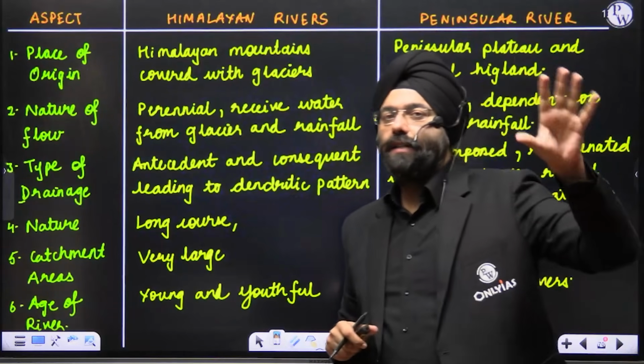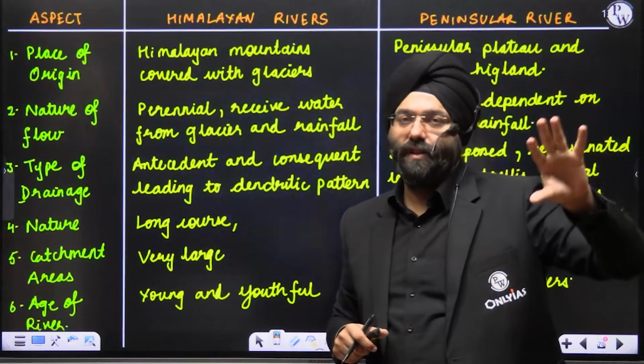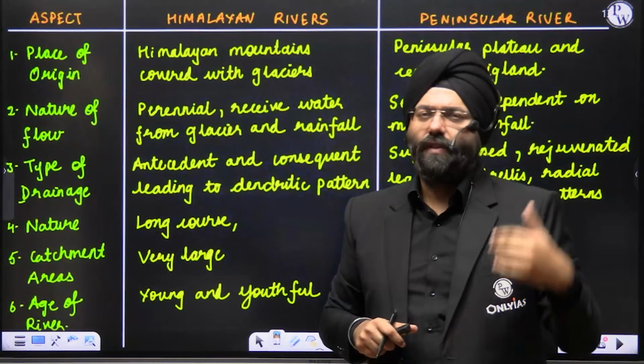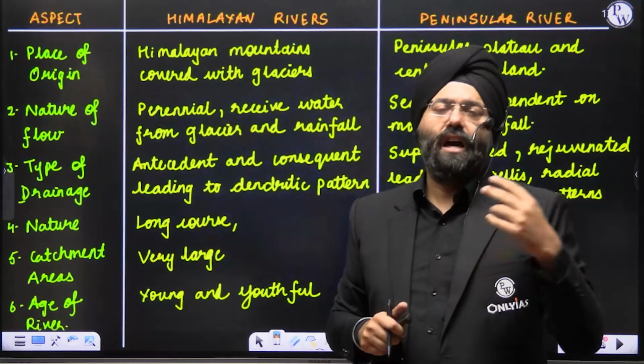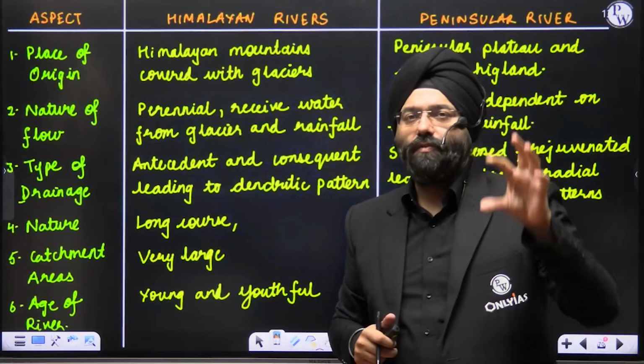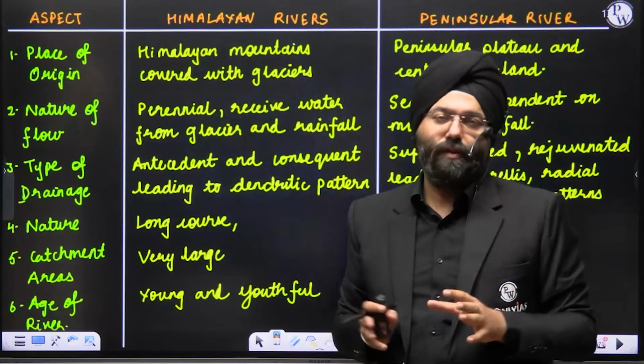The Indus, Ganga and Brahmaputra are associated with the Himalayan drainage system, and then you have studied the peninsular, where you have studied Narmada, Tapi, Godavari, Krishna, Kaveri. Then you studied other very small rivers that are draining into the Arabian Sea or the Bay of Bengal.